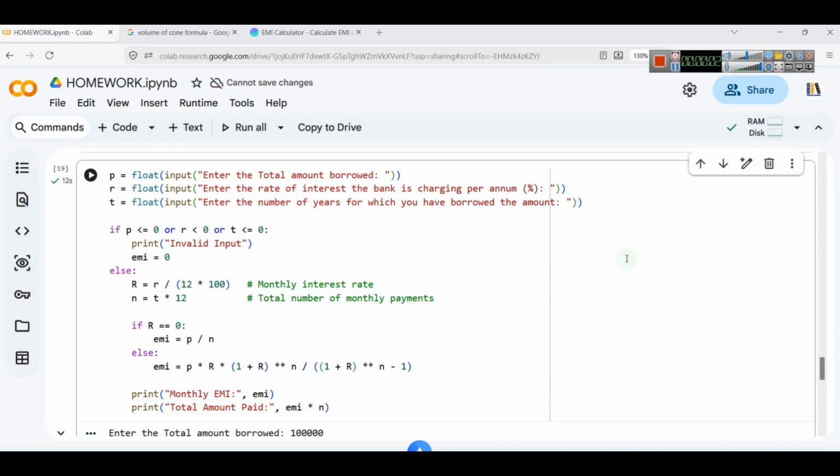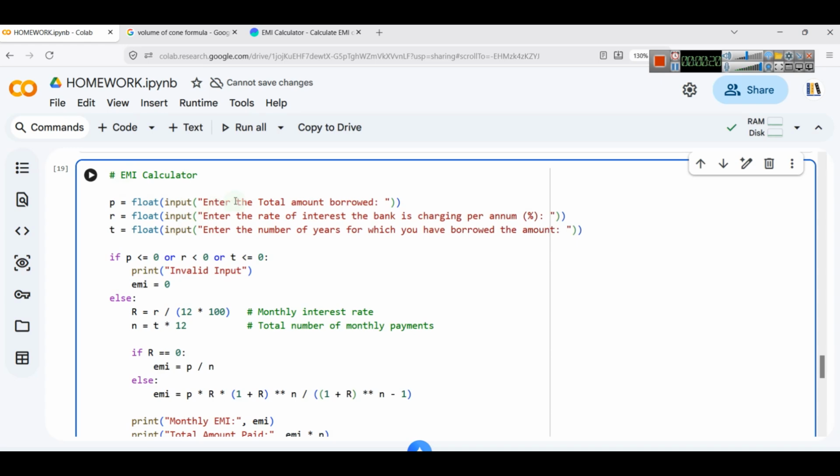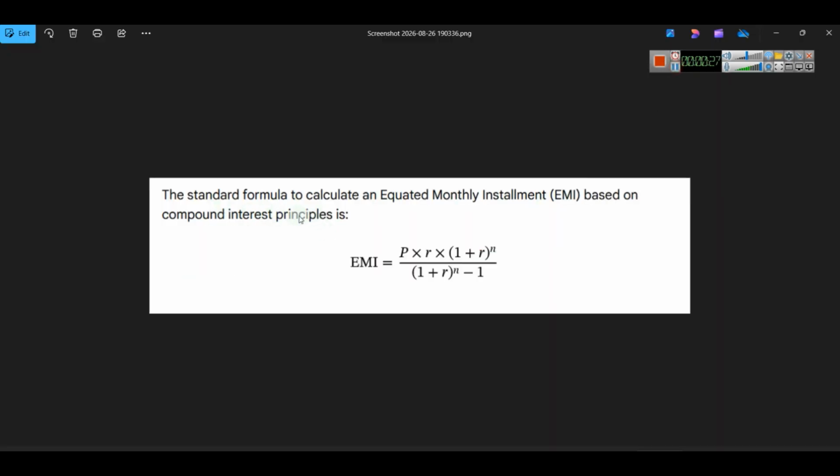Hello everyone. We are discussing some basic Python programs for beginners, and here we are discussing a basic EMI calculator formula, and here we will calculate EMI on the basis of this particular formula. So the standard formula to calculate an equated monthly installment, EMI, based on compound interest principal is this.